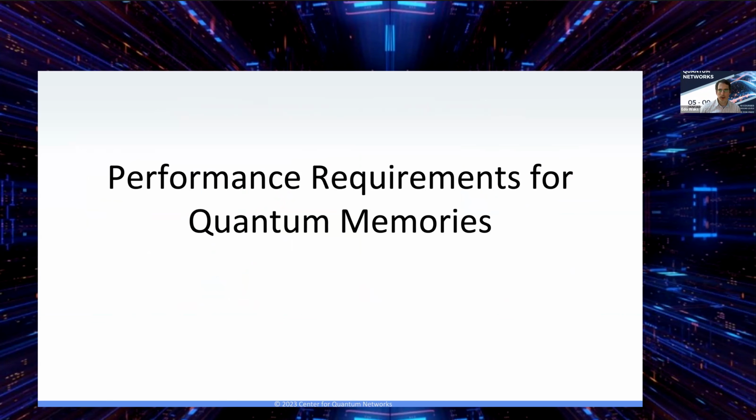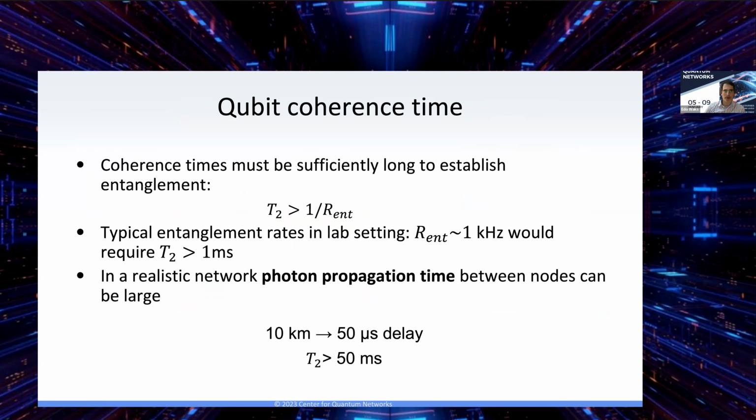All right, let's go on to the performance requirements for quantum memories. So what do we need in a quantum memory in order to realistically implement a functional quantum network that does useful things? And there are a few figures of merit that we have to be mindful of. The first one is obviously the coherence time of the qubit. In a quantum network, the coherence time is very important. It's even more important than in quantum computing. In quantum computing, the coherence time should be long enough to finish your computation.